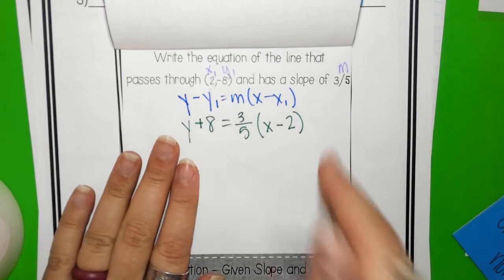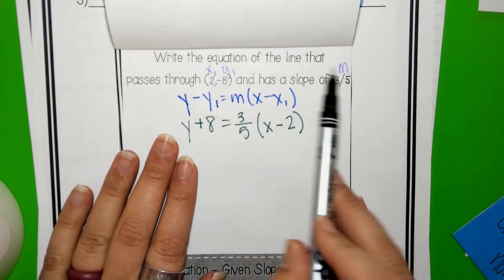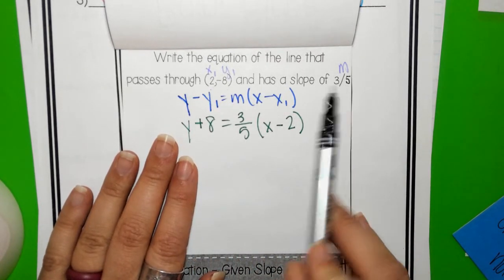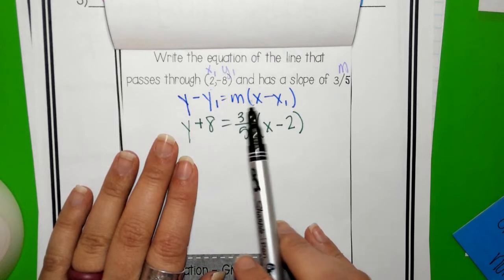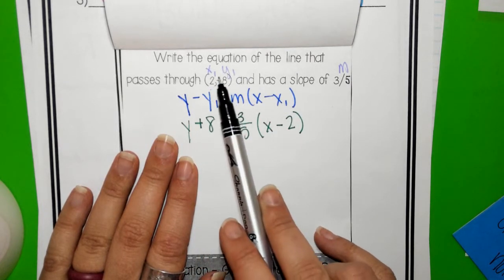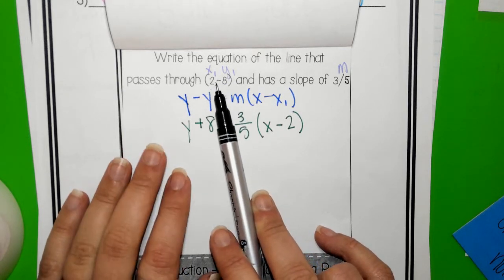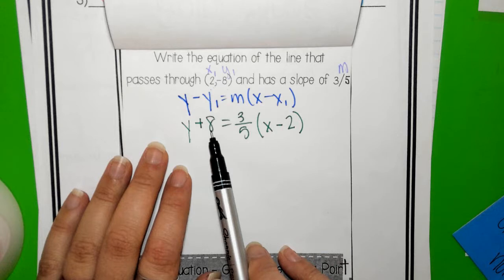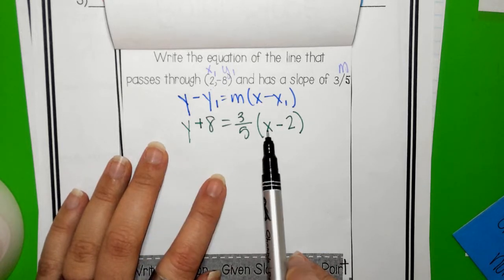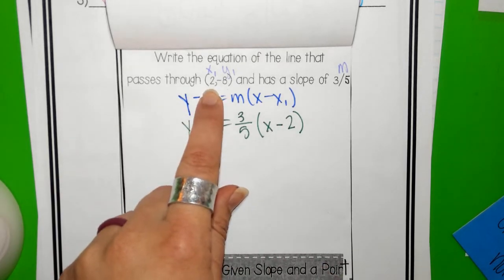So remember, for this one, it passes through 2, negative 8, and has a slope of 3/5. So we have y minus y1 equals m times x minus x1. It is always the opposite of whatever our sign is. So this is a negative 8. What's the opposite of negative 8? So we wrote plus 8. And then we just plug in our slope, and then x minus 2 because it's a positive 2.